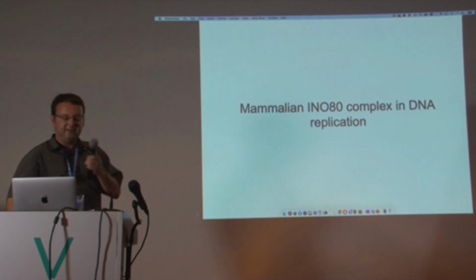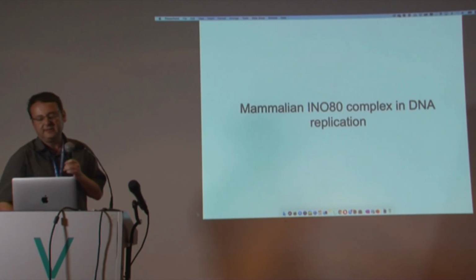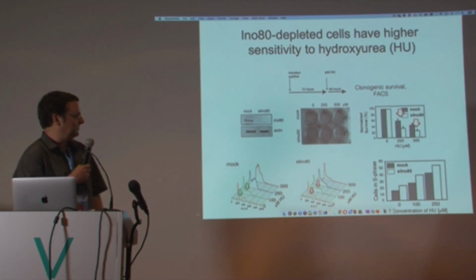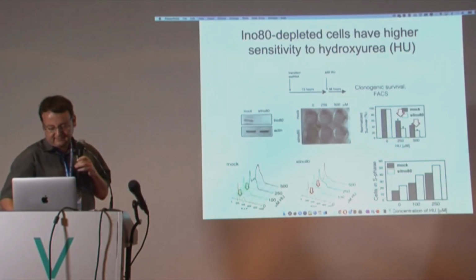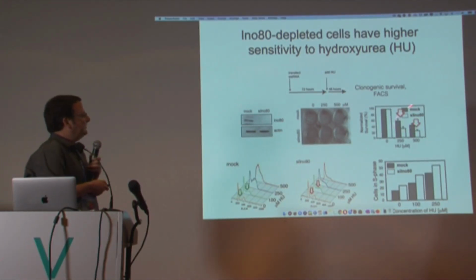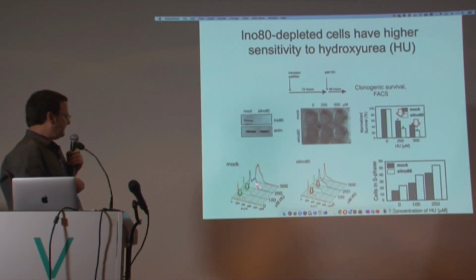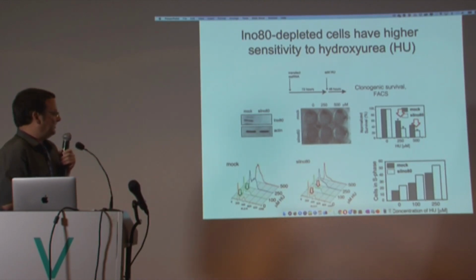So after this introductory slides, I'll go to our results. We started by checking the effect of the replication inhibitor hydroxyurea in cells that were knocked down for INO80. And what we saw is that the clonogenic survival of these cells was reduced, as well as they accumulated in S phase, indicating problems with replication.